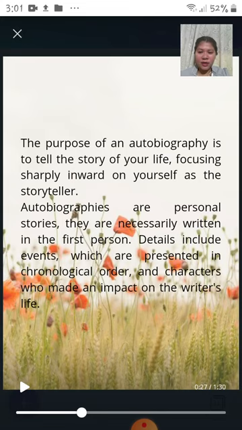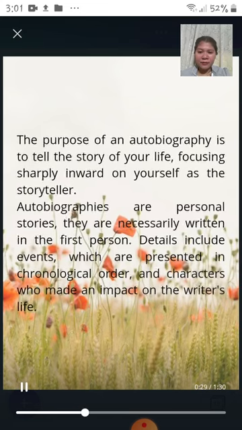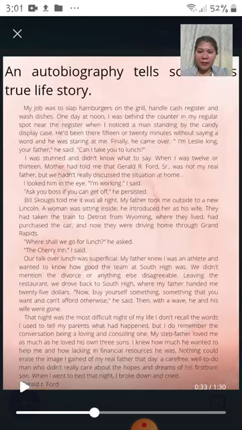Autobiographies are personal stories. They are necessarily written in the first person. Details include events which are presented in chronological order and characters who made an impact on the writer's life. So here is an example of an autobiography which tells someone's true life story. This is the autobiography of former President Gerald Ford of the United States. This incident, he remembers, is a painful one that occurred during his adolescence.